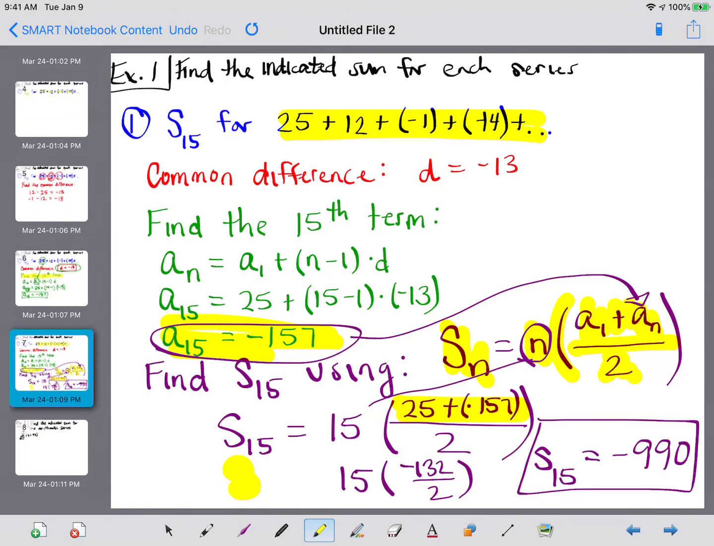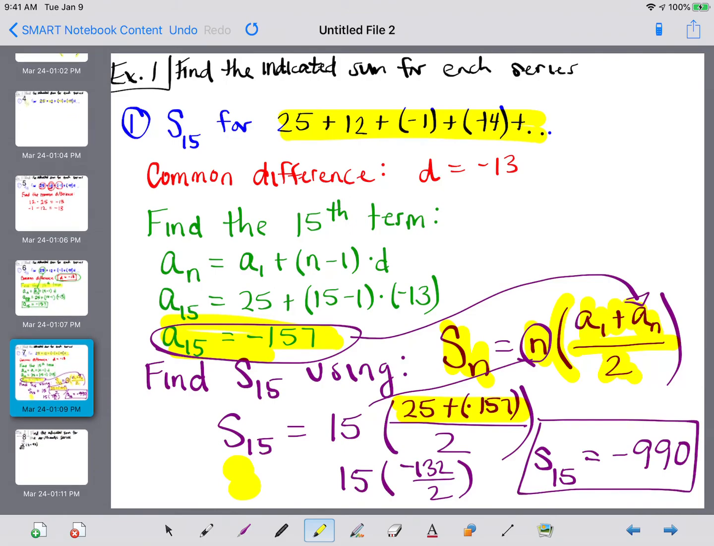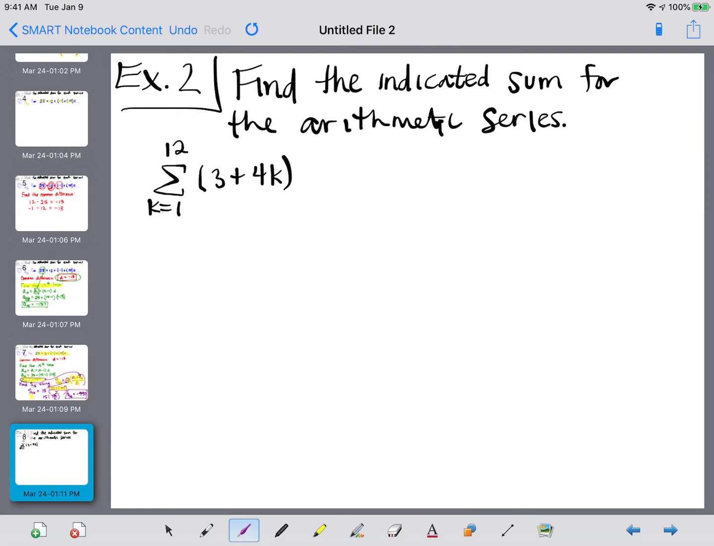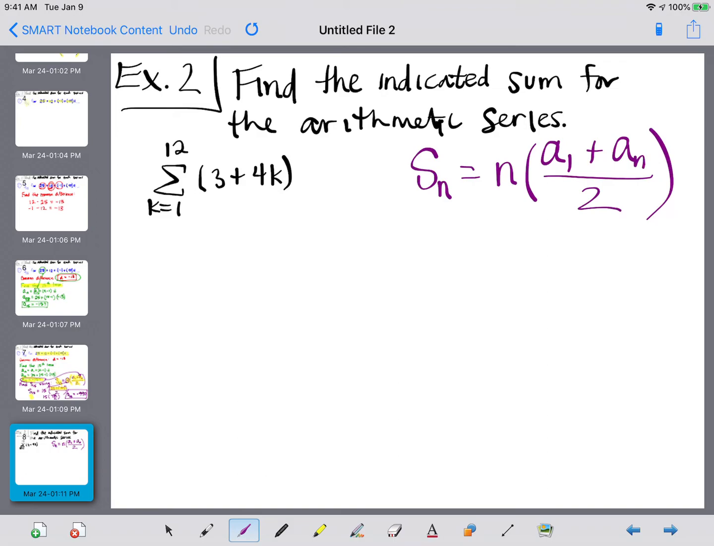Example 2 is going to look a little bit different. We still want to have our formula in mind, where S sub n equals n times a sub 1 plus a sub n divided by 2. In this case, for the formula to work, this a sub n always represents the last term of the sequence that we need. For example 2, that is our sigma, our sum symbol, from the first term to the 12th term.